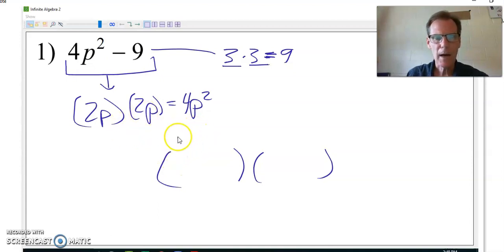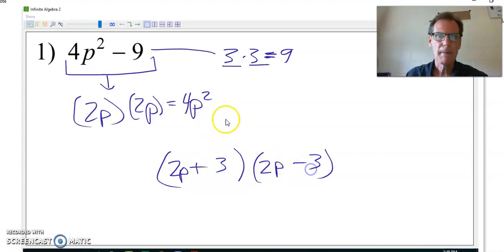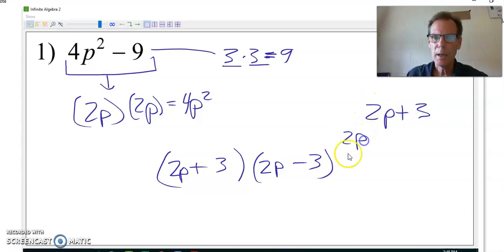So you can factor this into the square root of the first term plus and minus the square root of the second term. So that's that 3 coming from the 9. And the 4p squared, the square root of it was 2p. So 2p plus 3, 2p minus 3. Let's just prove it. 2p plus 3, 2p minus 3 using the box.